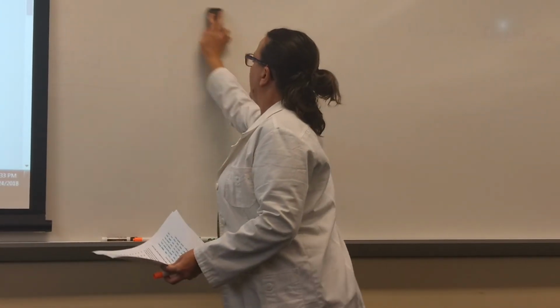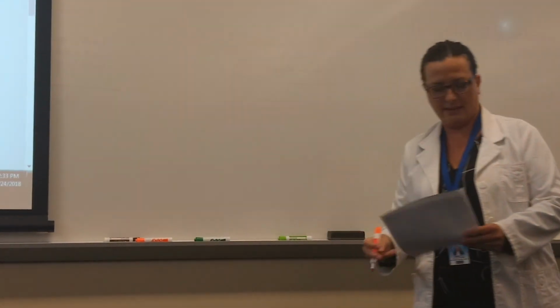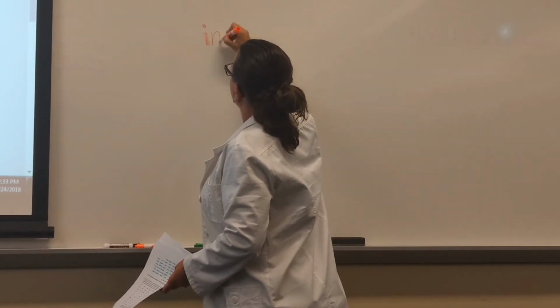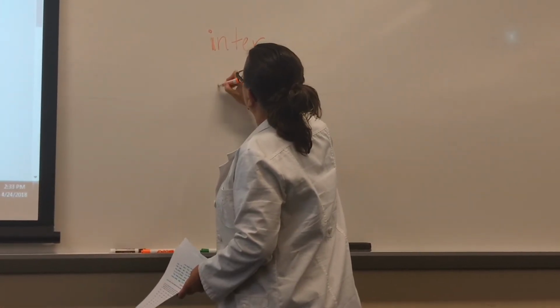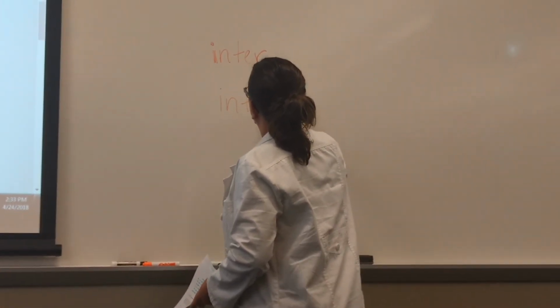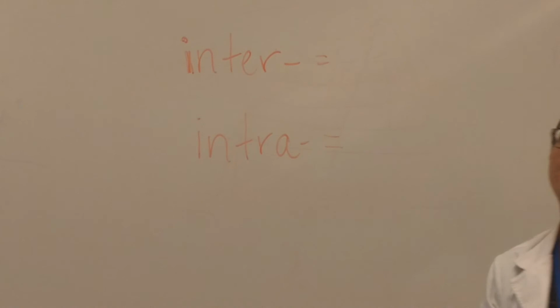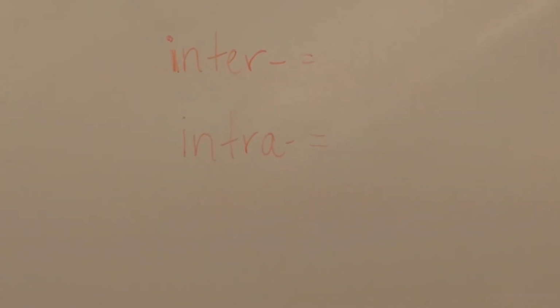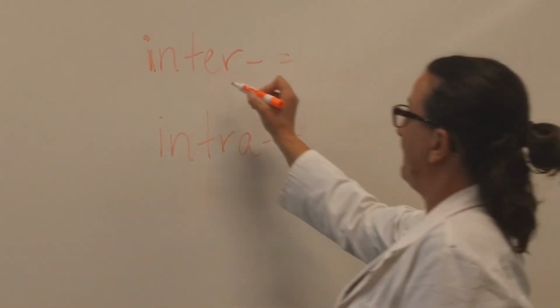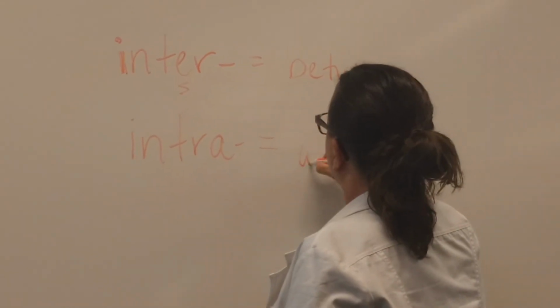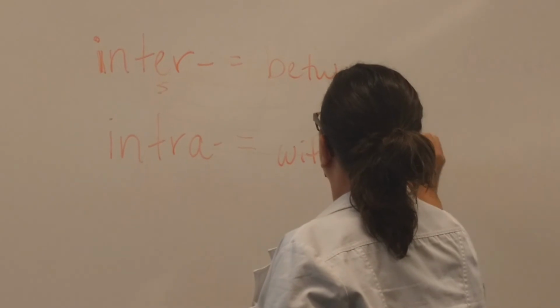Okay, so let's move on to some stuff that commonly gets mixed up, like the prefixes inter and intra. Okay? One means between and one means within, right? Which one means between? Inter. How do you remember that? Is that the E's? Because they have E's, right? So this one's between, and this one's within. Or I think it's in or into as well.